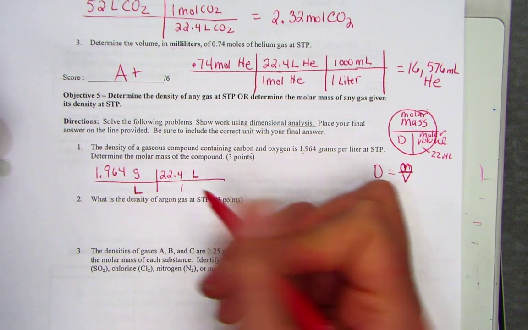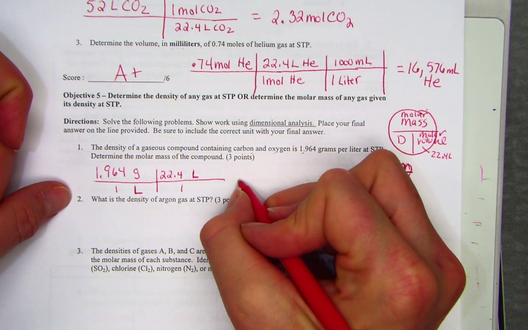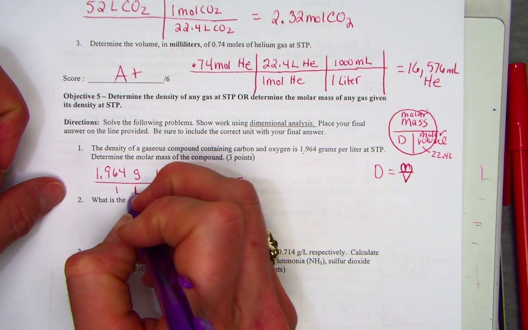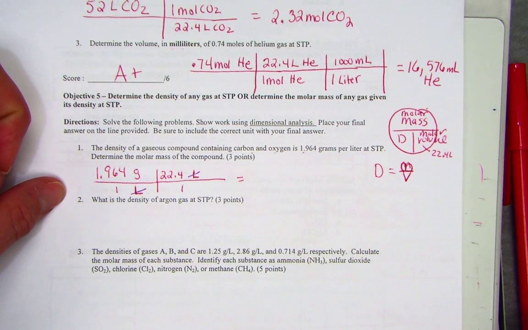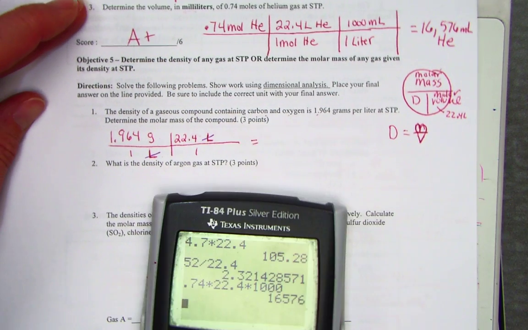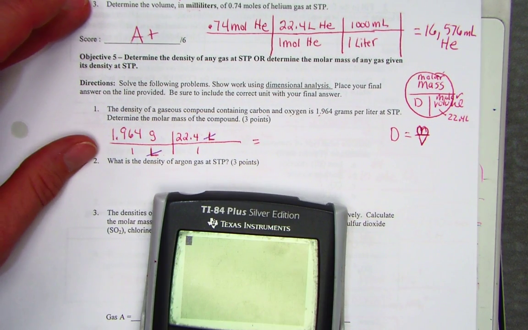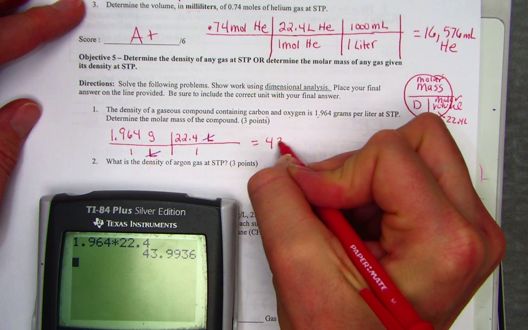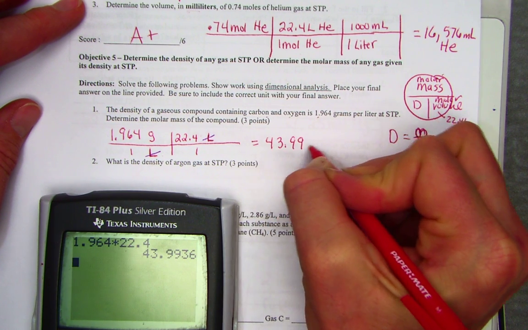You can set that over a 1 if you'd like to. See that in that way? And what's happened? We've managed to cancel liters and convert our density into grams, the unit for molar mass. So molar mass can be determined by taking 1.964, that's our density value, times the molar volume of 22.4, and we've converted to find 43.99 grams.